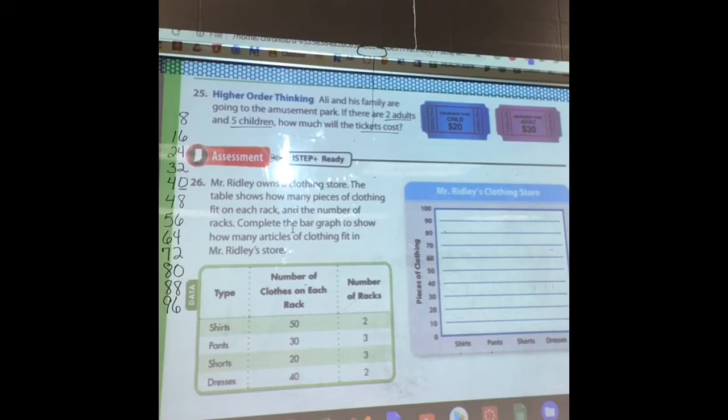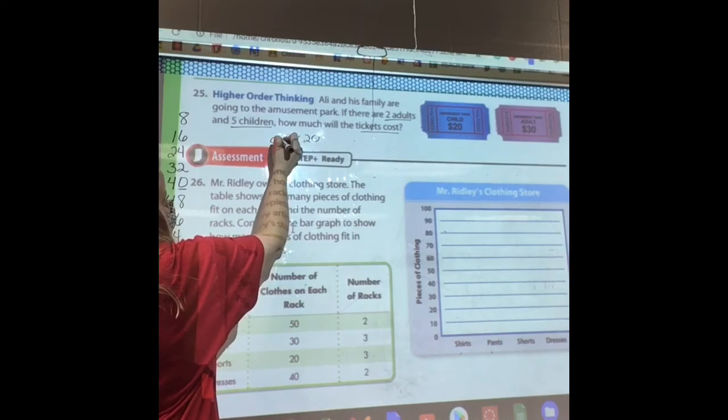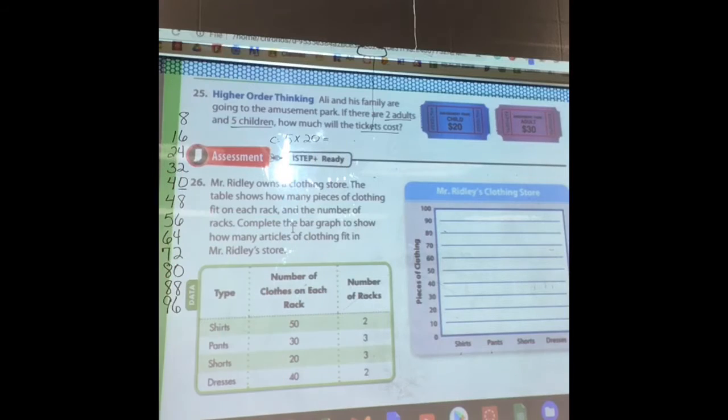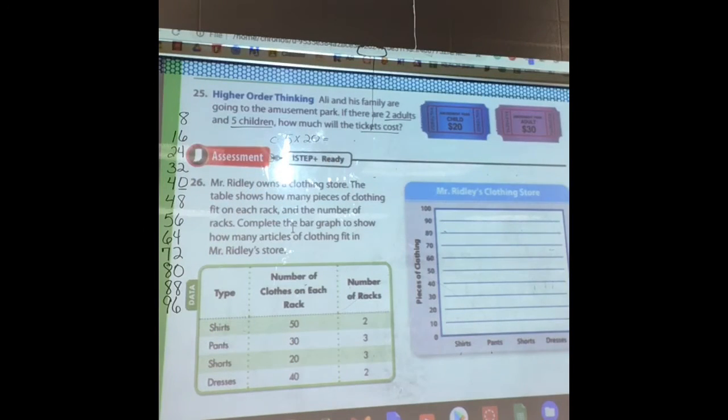So what am I going to have to do? Is there a hidden question in there? All you have to do is 5 times 20. That is the hidden question though, right? We take 5 times 20 to find out how much the kids' tickets are. What about the adults' tickets? Do we need to know about them? Yes, because it says how much will the tickets cost. If both are going, we can't forget them. So how much are the tickets for the adults?